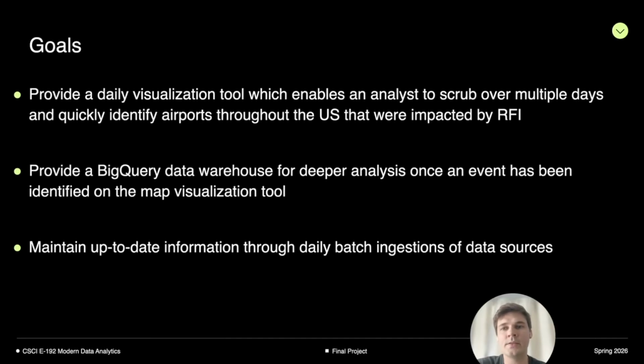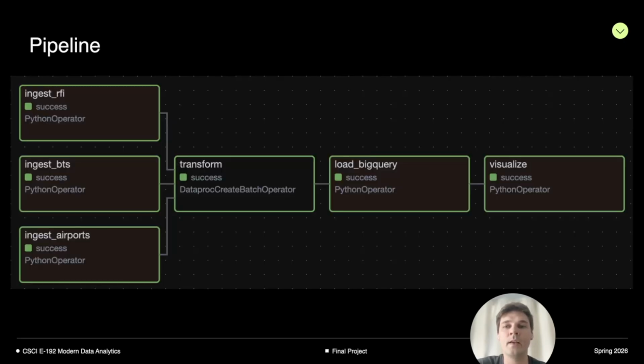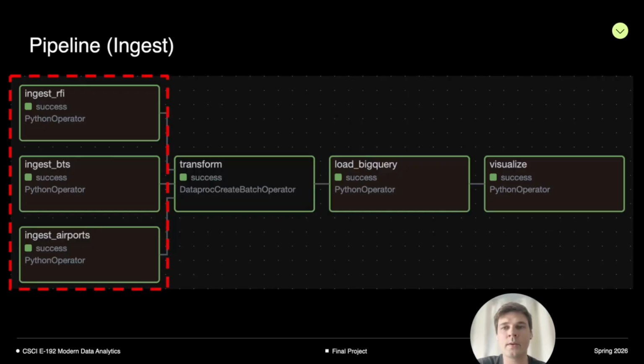The goal of this project is to build a platform which can quickly identify the impact of an RFI event on airports and flight schedules. The first output is a visualization tool to quickly identify RFI events and their impact on a daily basis. The second is an analytics warehouse where you can conduct a deeper analysis once you've identified an event from the interactive map. Here's an overview of the pipeline taken from Airflow, which I'll go into more depth in the next couple slides. First, we'll talk about the data sources and how the data is retrieved.